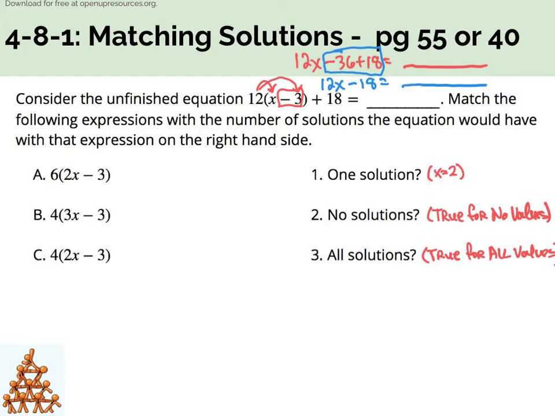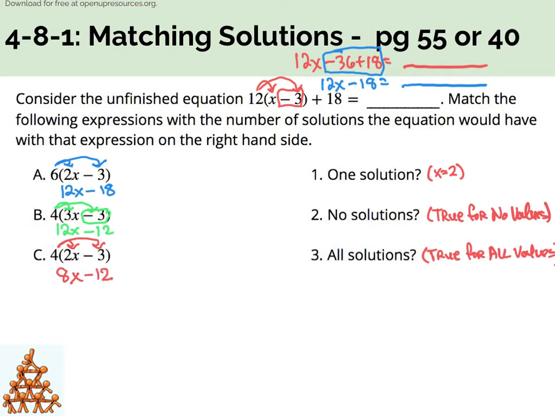What I'm going to do is take A, B, and C, and multiply in these numbers because it's going to help us a little bit further. So we're going to do 6 times 2 is 12x. 6 times negative 3 is negative 18. And then I'm going to change my color. 4 times 3x is 12x. And then 4 times, again, negative 3 is negative 12. And then let's do the last one. 4 times 2 is 8x. And then 4 times negative 3 is negative 12.